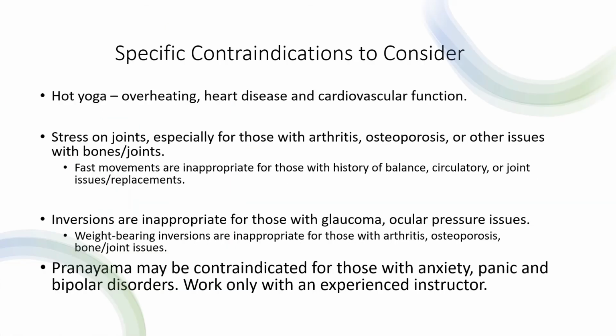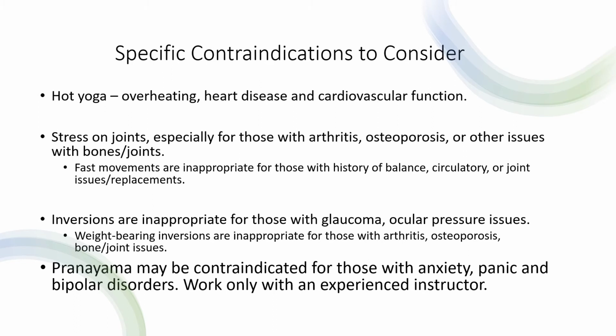In terms of specific contraindications, there are several things of which you should be aware. Hot yoga, which is yoga done in a heated room, is contraindicated for anyone with a risk of overheating, especially individuals with heart disease or cardiovascular conditions. Movements that create stress on the joints, for instance, jumping or fast pace between postures, is inappropriate for individuals with joint issues, with arthritis, or with osteoporosis or osteopenia because of the risk of injury.